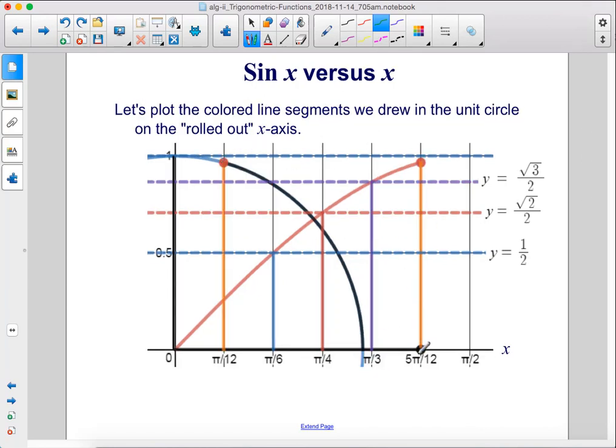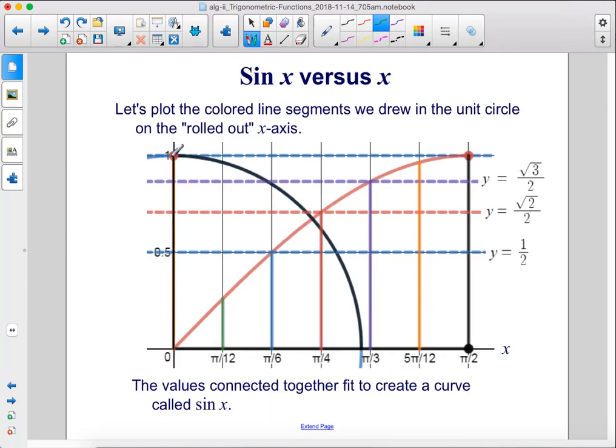Next we have 5π/12 right up here on the circle. So we're going to take that orange line, draw it right over here at 5π/12 on our axis. And finally we've reached π/2 on our unit circle with the maximum value for sine, which is 1. And we're going to redraw that black line right over here at π/2. The values connected together fit to create a curve called sine x.